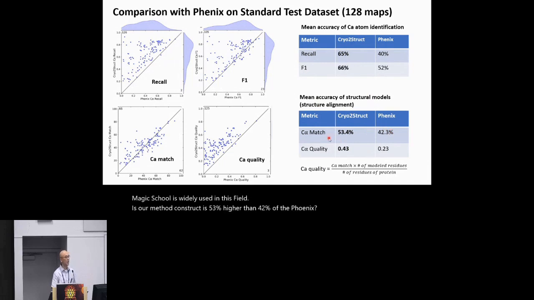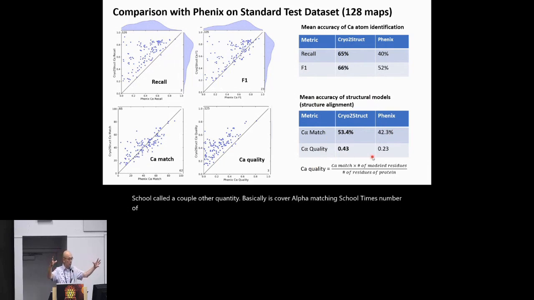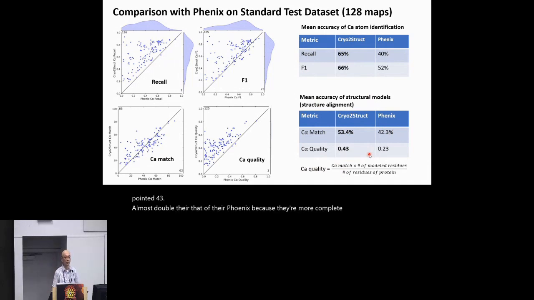However, this metric doesn't consider how big your model is, how complete your model is, only the percentage of correctness. So if we consider the size of your model, because Cryo-Struct constructed a much fuller, much more complete model than Phenix, we introduced a new score called the carbon alpha quantity score. Basically, it's the carbon alpha matching score times the number of residues in the structure model you build, divided by the total number of residues of this protein complex. So you can see the carbon alpha quantity score of Cryo-Struct is 0.43, almost double that of Phenix, because more complete models have been constructed.